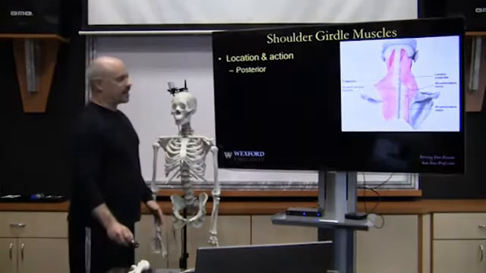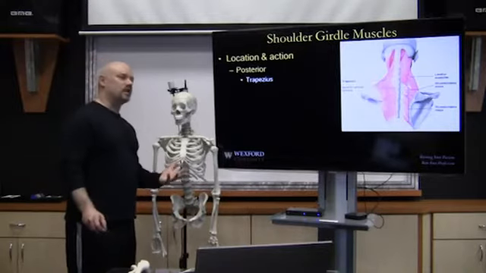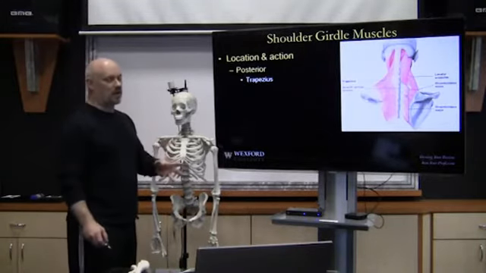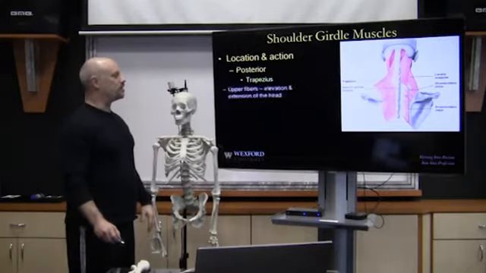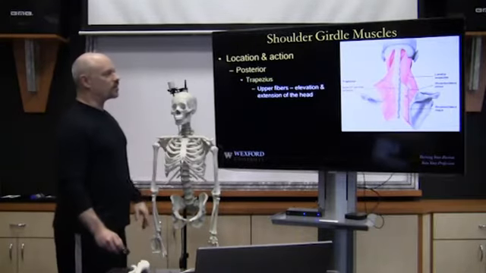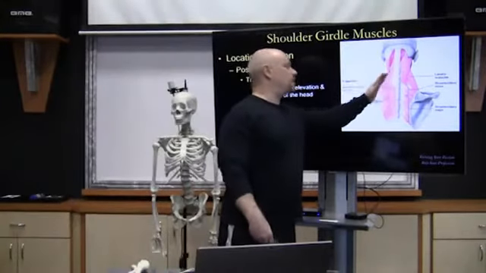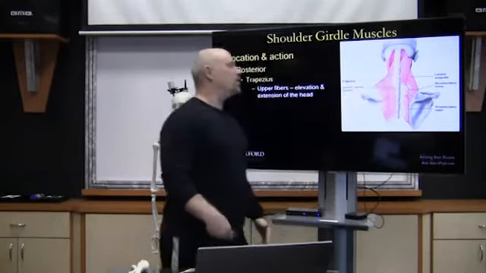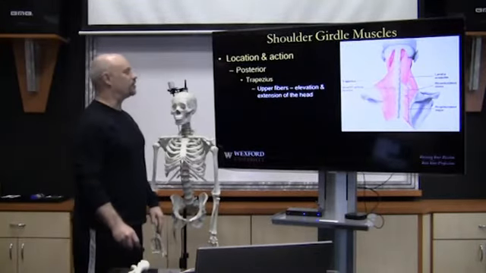Now, on the backside, posteriorly, we have the trapezius muscle. What we talked about, some books have just upper, middle, and lower. Some books talk about traps 1, 2, 3, and 4. The upper fibers, which would be traps 1, move just the neck, but the upper fibers of traps 2 can cause elevation and extension of the head as well.